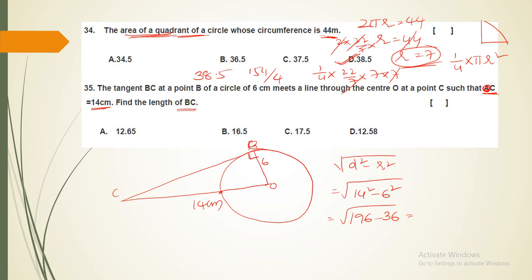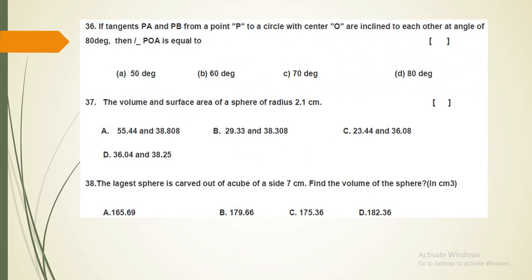So 196 minus 36 is nothing but root over 160. So root 160 is nearly equal to 12.65. So the answer is 12.65. Such types of printing mistakes are common, right? Next, moving on to one more question.